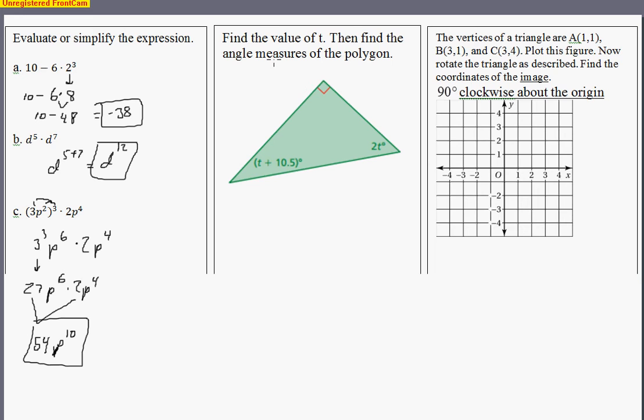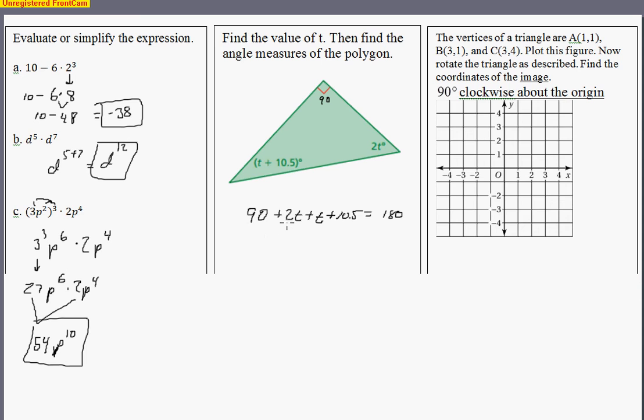Looking at this problem, we're supposed to find the value of t and then find the angle measures of the polygon. So we've got a triangle, and we're going to add up the angles. 90 degrees is this one right here because of the symbol they have, plus 2t plus t plus 10.5 equals 180 degrees, which is the sum of all the angles.